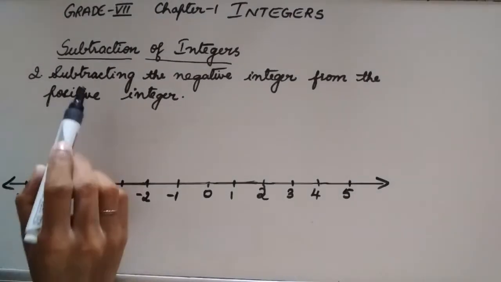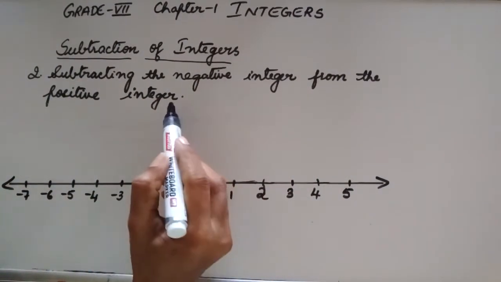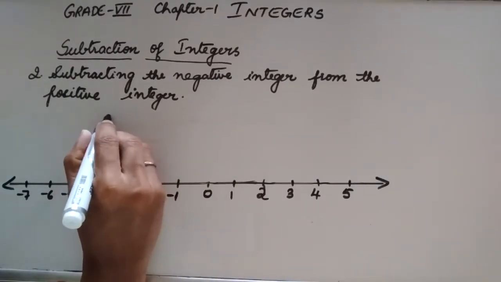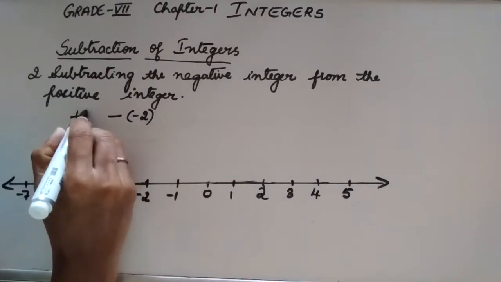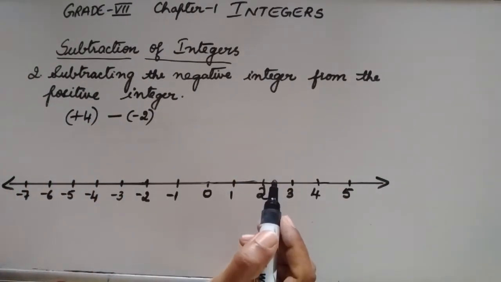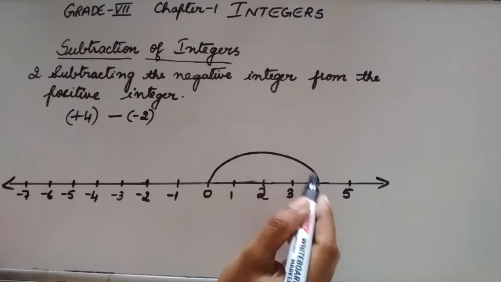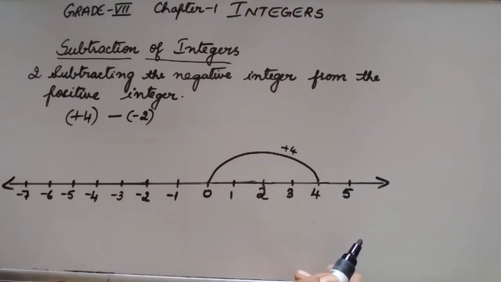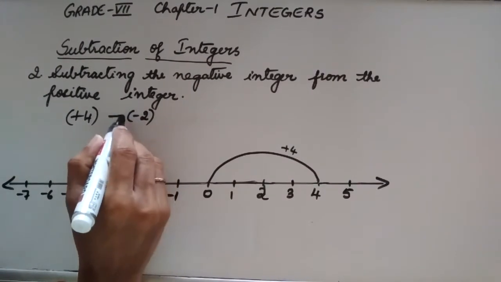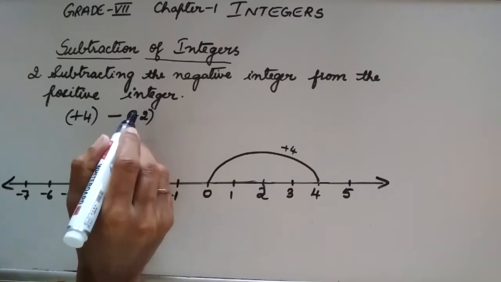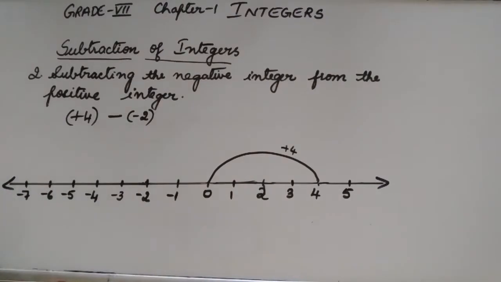So the second type is subtracting the negative integer from the positive integer. For example, in subtracting a negative integer from the positive integer. So again, I will move to plus 4 here. So this is plus 4 and then subtract minus 2. Since I am subtracting a negative number, I need to move to the right.